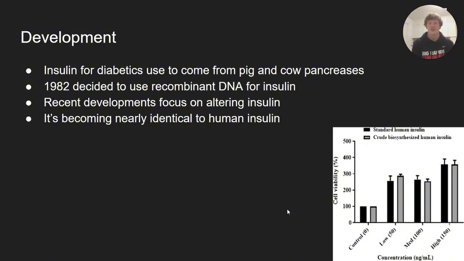This chart shows almost equal cell viability from neutral and recombinant insulin at different concentrations. This chart just goes to show how they're almost identical.